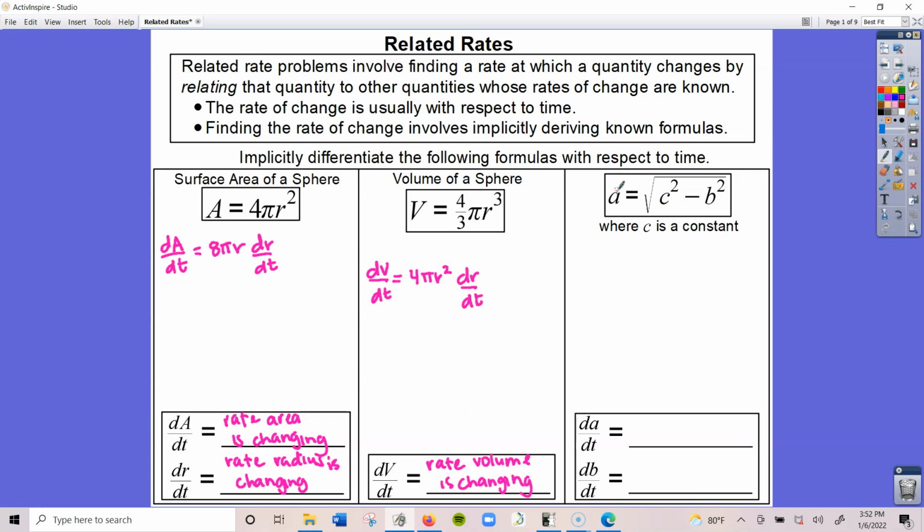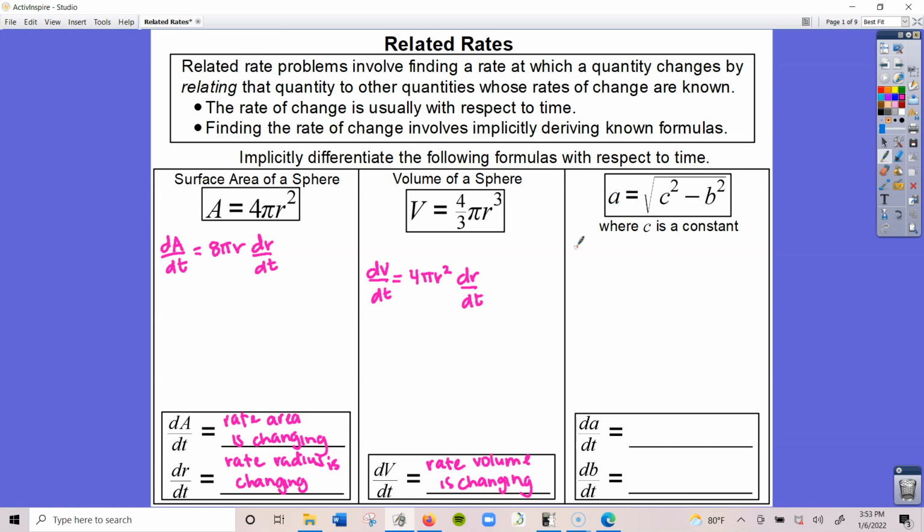Now here we have the equation A equals the square root of c squared minus b squared. This equation comes from the Pythagorean theorem. So now it tells me here that c is a constant. If c is a constant, then when we find the derivative of the inside, we don't have to do the dc/dt because c is not changing, so it does not have a rate of change. It would be another number, just like, let's say, pi or 4 or whatever.